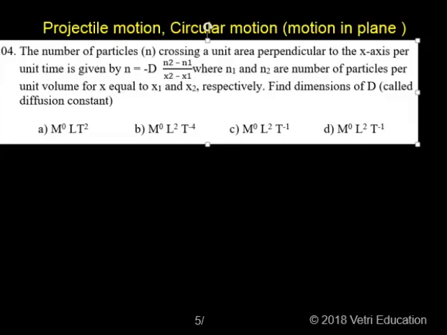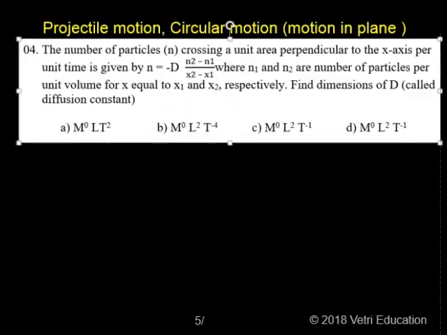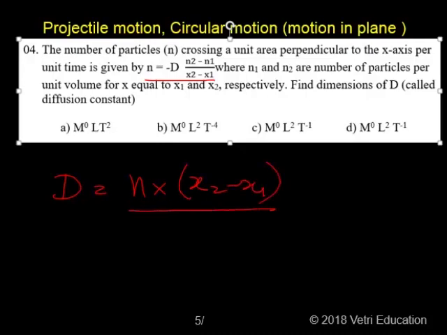So the formula is given here: n is equal to D into this one. So from this we have to calculate D, isn't it? So first we will write D. D is equal to n into (x2 minus x1), cross multiplied, divided by (n2 minus n1). This is the formula. Now substituting the dimensions of n, x2 minus x1, and n2 minus n1, we get the answer.